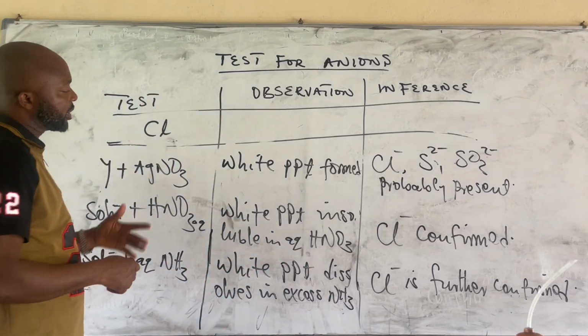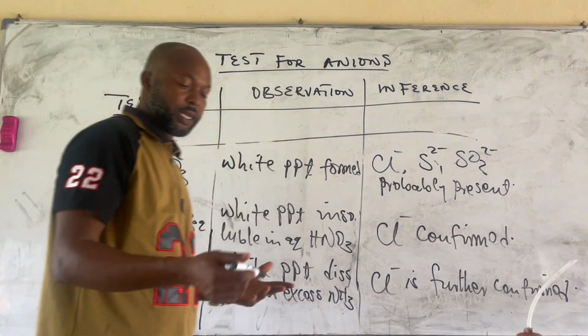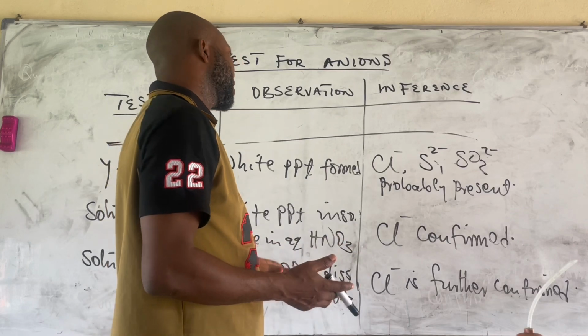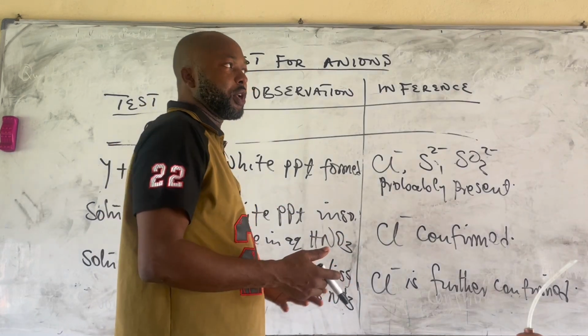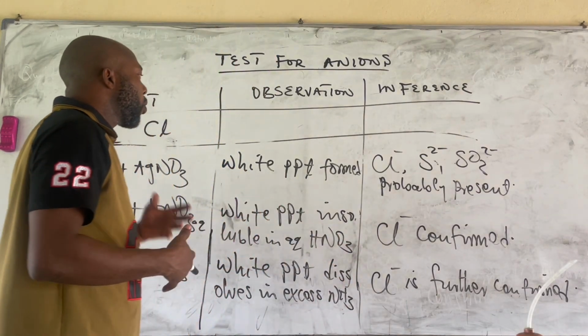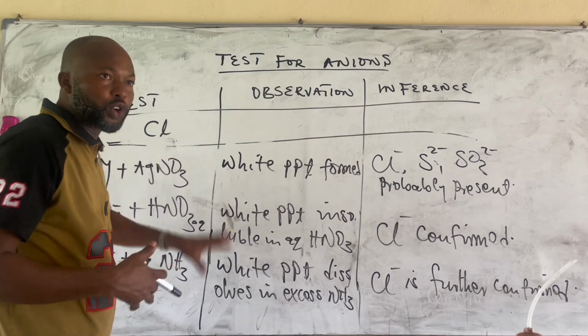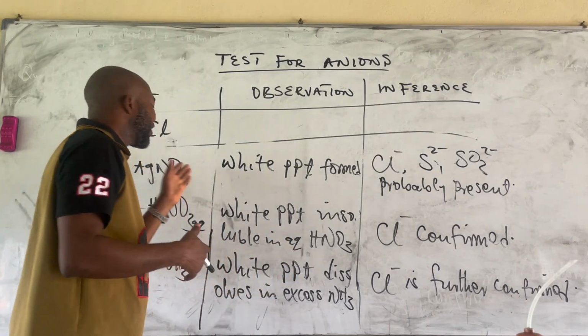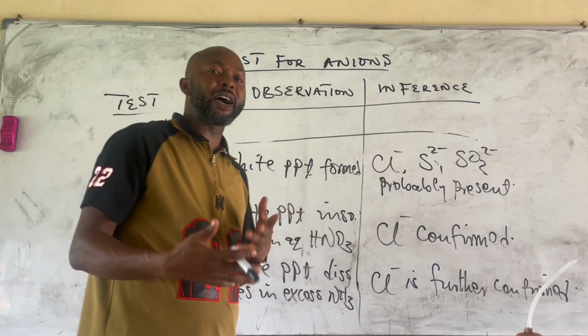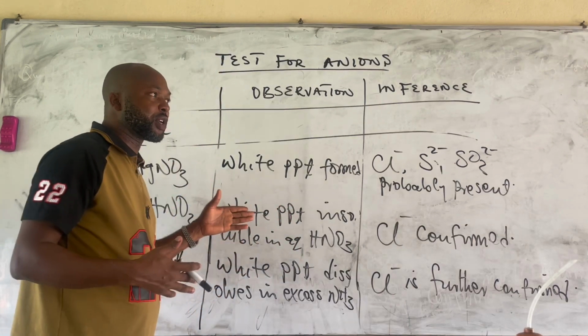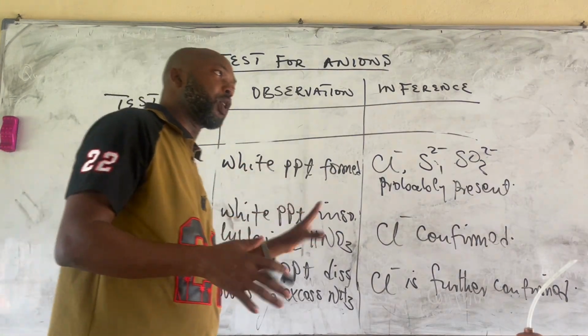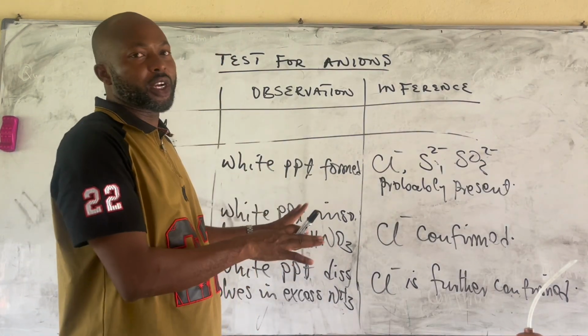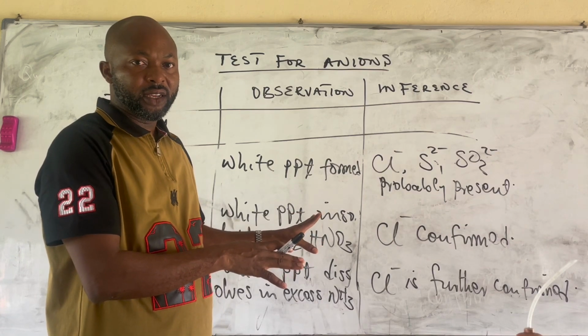So this is just a 3-step process. It's straightforward if you remember the reagent and the principles. When you are testing for chlorine, you're going to be making use of silver nitrate. This thing should come to mind. As soon as you see silver nitrate added to a sample, your mind should take you closer to chlorine being tested.